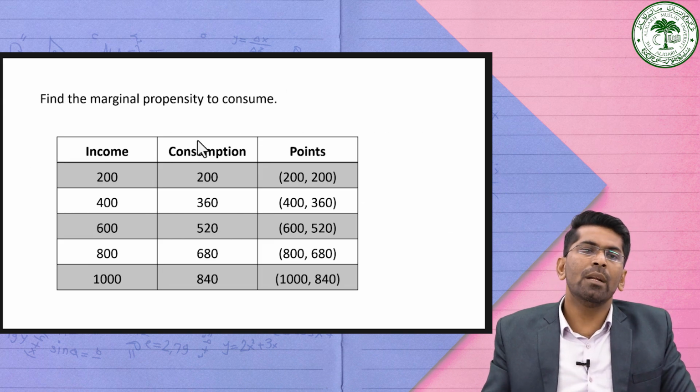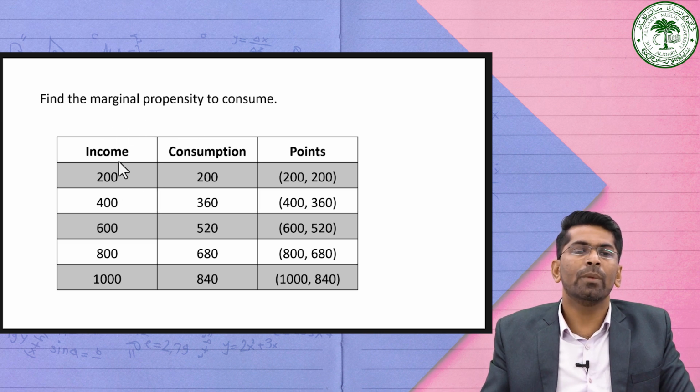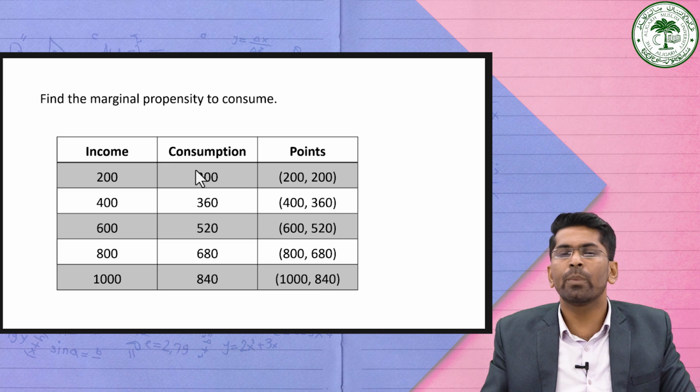See, we want to find out the average propensity to consume here. Here the income and consumption information are given. So as income is increasing, consumption is also increasing, and we have different points here by taking the income and consumption. So it is 200, 200; 400, 360; 600, 520; 800, 680. We have already discussed this, and this particular table, the income consumption table, shows that as income increases, consumption also increases.